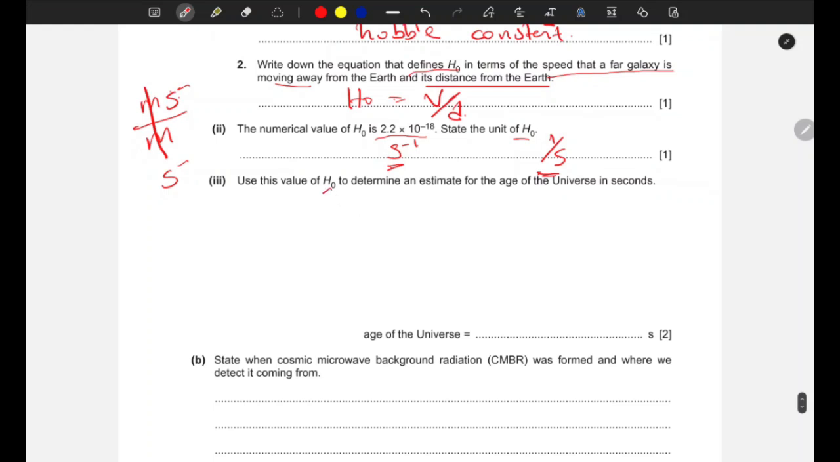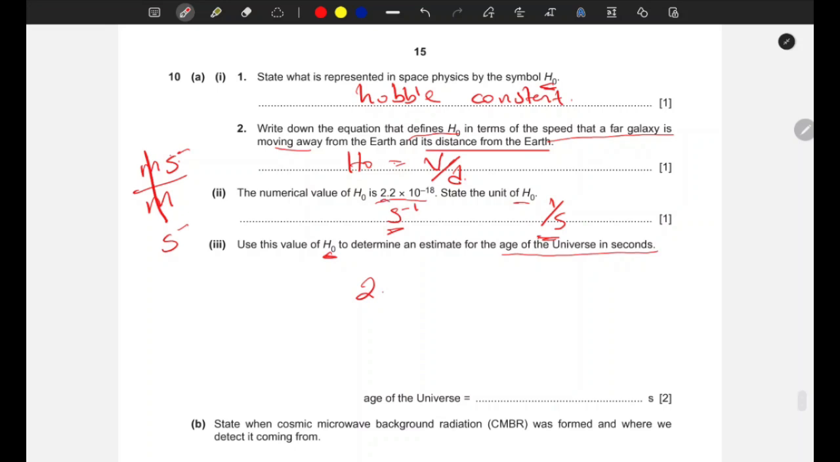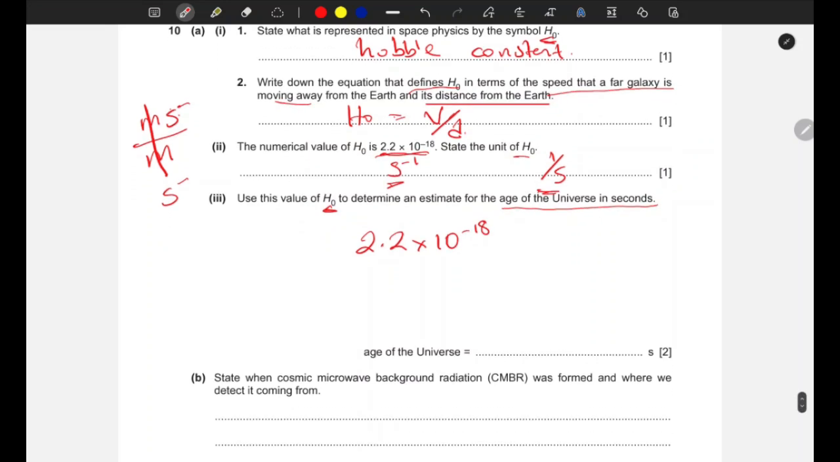Use this value of H0 to determine an estimate for the age of the universe in seconds. So Hubble's constant, where was it given? Yeah, over here. 2.2 times 10 to the power of minus 18, right? And the unit is seconds to the power of minus 1. So to find the age in seconds, we can do 1 over Hubble's constant, which equals 1 over 2.2 times 10 to the power of minus 18. That's the age of the universe in seconds.